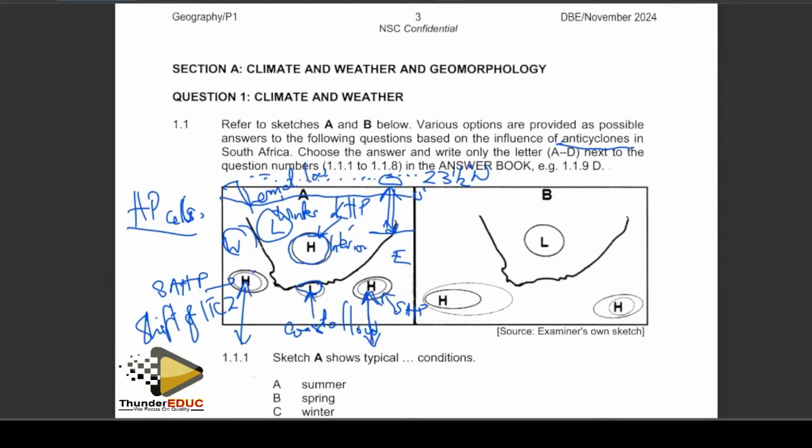And they will be so close to land, like how we are seeing them here. They are very close to land. This is typical of winter conditions.